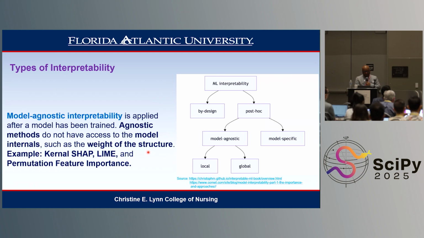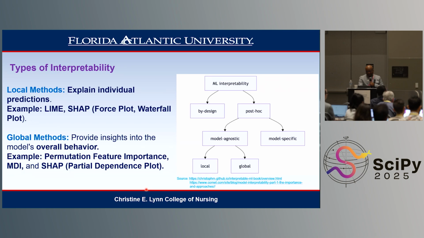So what is model agnostic then? Some methods can be used with different machine learning models, whichever you use. Examples are Kernel SHAP, LIME, permutation feature importance. We will go into all details after that. You understand this, right? Okay.